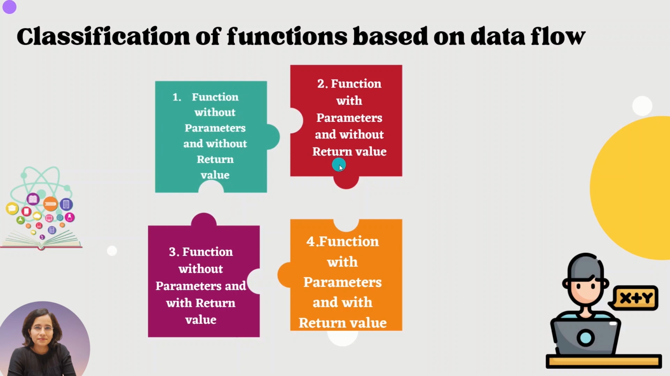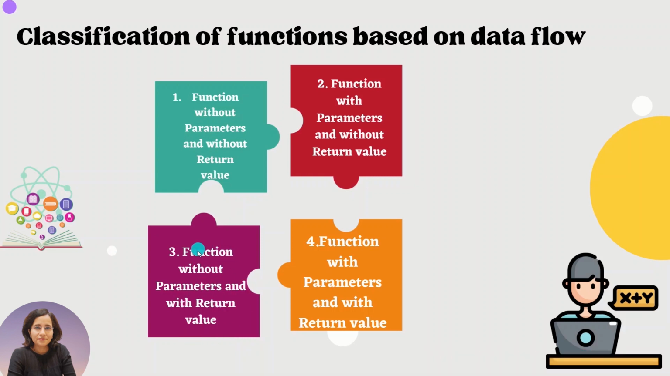As there is a flow of data between main and the function, based on the data flow, we have four categories. The first one, function without parameters and without return value. So there is actually no flow of data between main and the user-defined function. The second one, function with parameters and without return value. From main, we are sending the parameters to the user-defined function, but the user-defined function is not returning any value to the main. And the third, function without parameters and with return value.